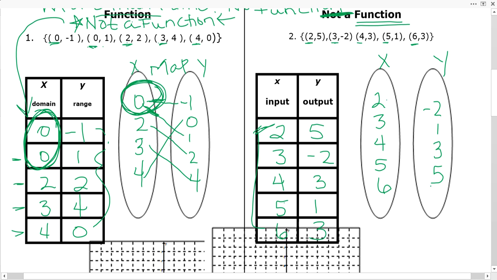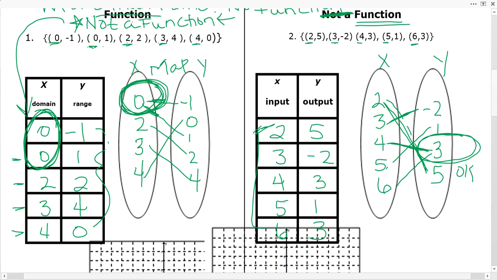So my 2 goes with my 5. My 3 goes with my -2. My 4 goes with my 3. 5 and 1, and 6 and 3. So look right here. You have this y value with 2 lines coming into it. This is okay. It's still a function. It's over on the other side on number 1 where it's 2 lines coming out of the x value that it's a big no. That is not a function.